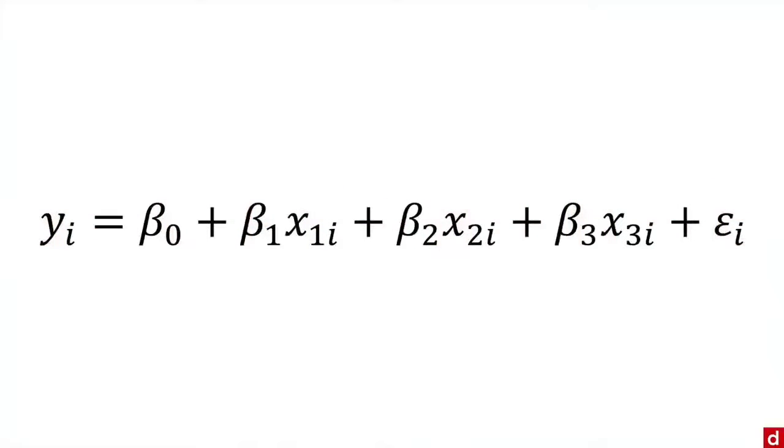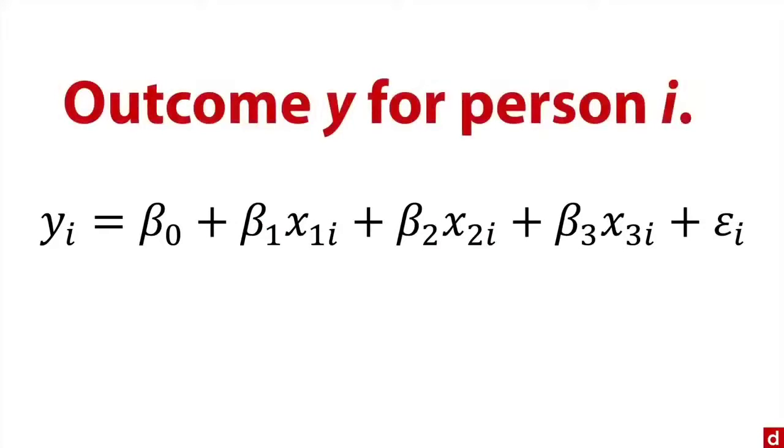symbolically like this. And let's go through this equation very quickly. The first thing we have is the outcome. We call that Y, the variable Y, for person i. i stands for each case in our observations.